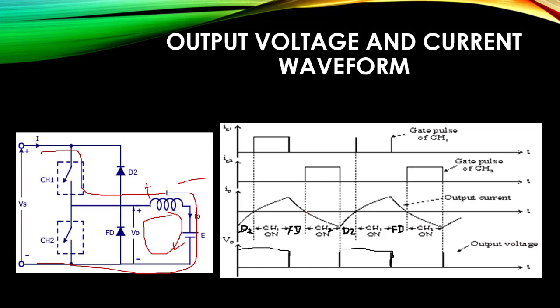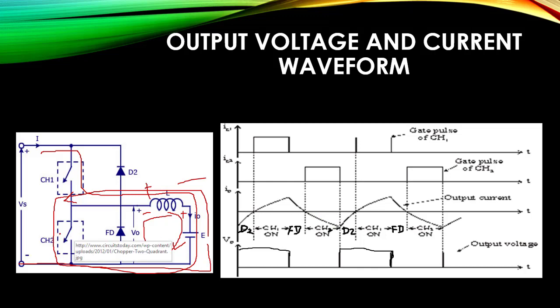Next, again CH2 is on. This switch 2 is turned on. So at this time, what will happen? The battery delivers its current through this inductor and chopper, in this direction. So the current is negative. That is, the inductor charges in the negative direction. It changes its polarity like this. See here, the inductor is charged in the negative direction.